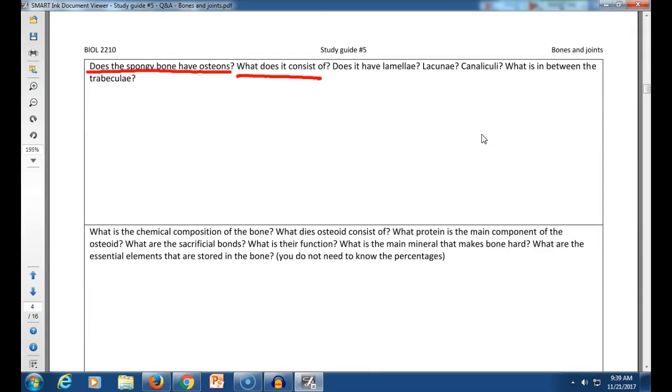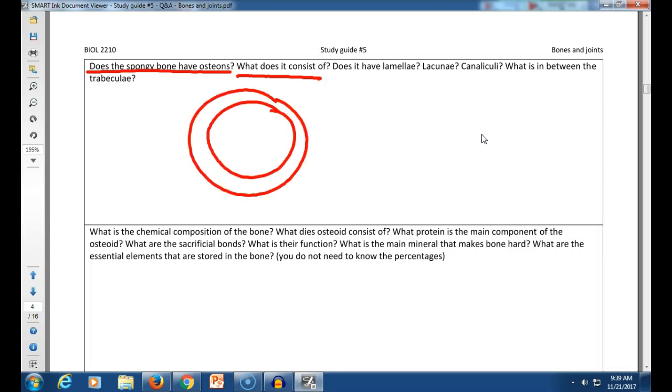Does the spongy bone have osteons? No. But does it have lamellae? Yes. Does it have lacunae? Yes. It has everything except for the canal system. Look at this. This is compact bone, okay? So this is the central canal. Does that make sense? And those are lamellae. Am I clear?